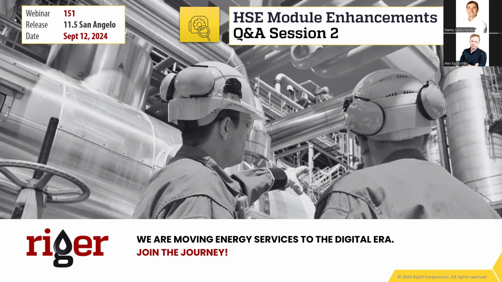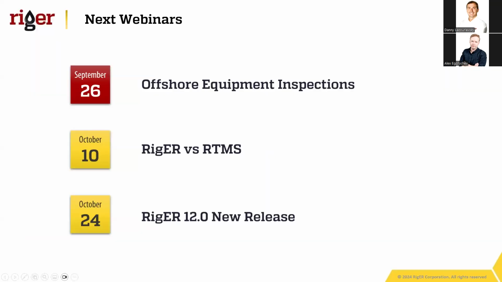Thanks. And another one, how can I attach any pictures or proof screenshots to the incident report? Yes, within the incident report document, there is an attached files section where you can attach those pictures or PDFs, additional information. That's very similar to how we have the setup in other documents within RigER, where you can attach additional information.